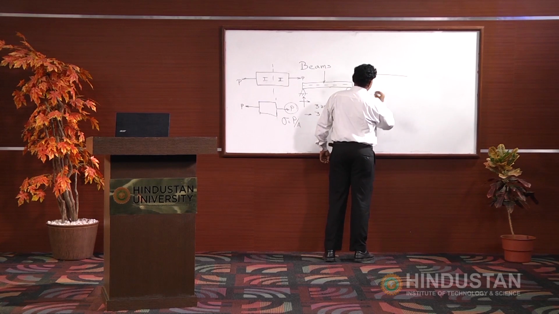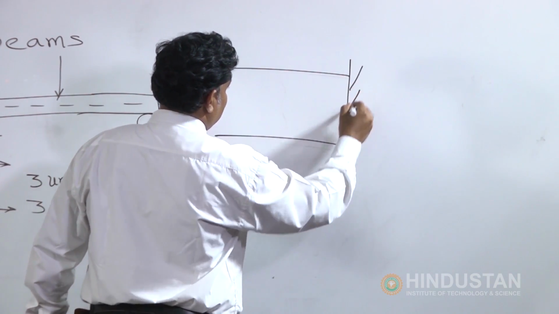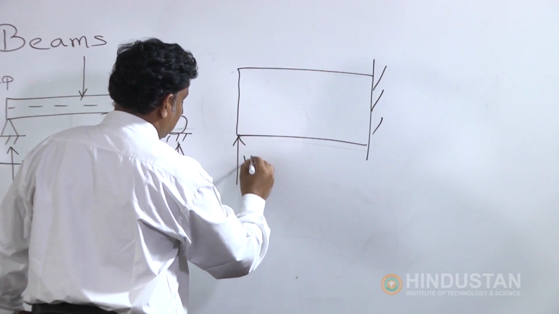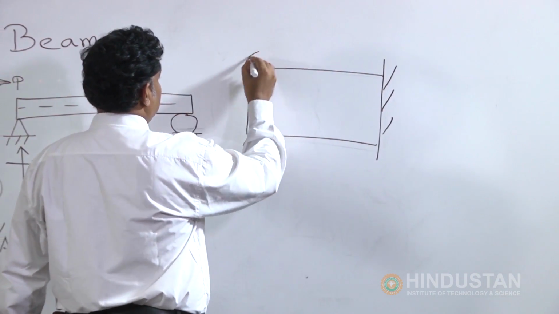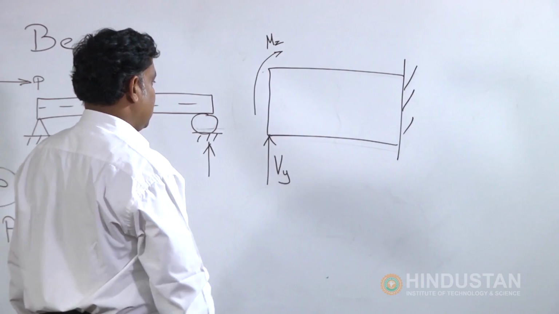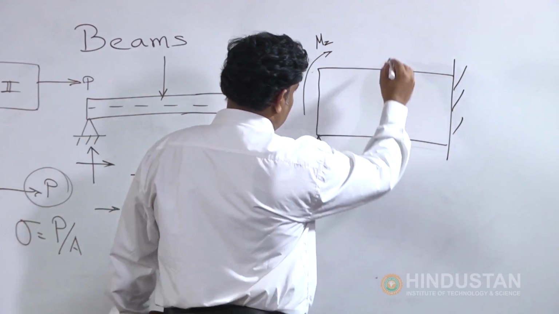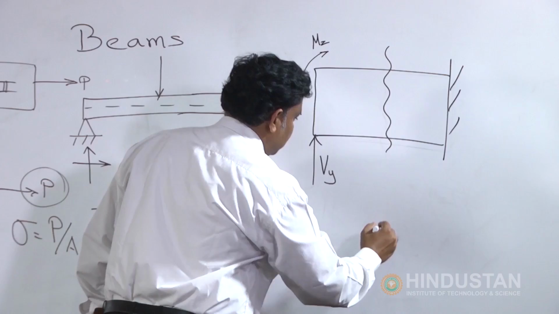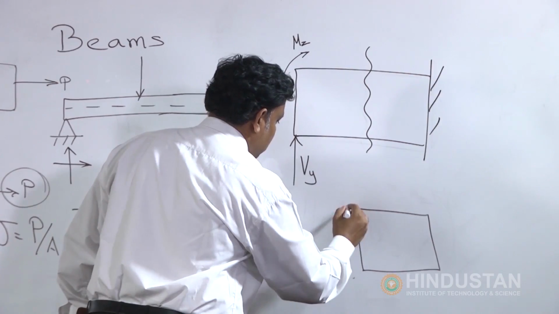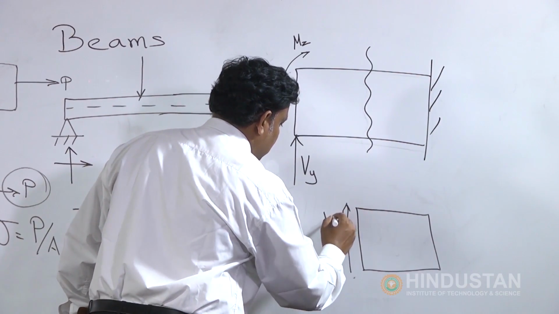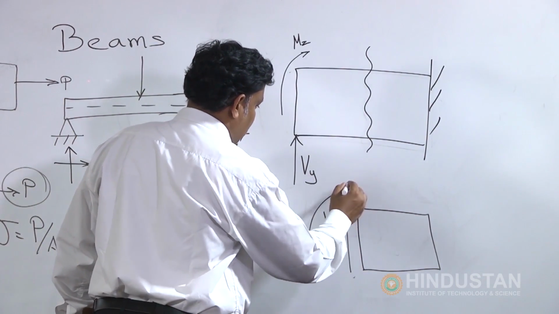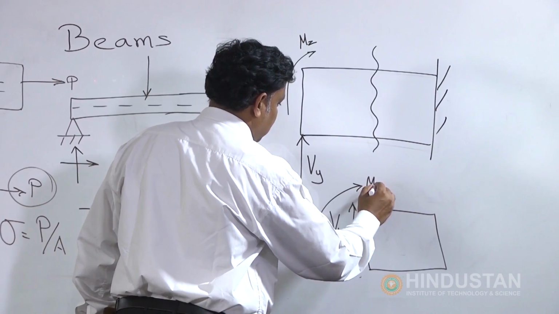So, let us consider a cantilever beam, it is subjected to a point load, and there is a moment also applied about the z axis. So, we will take any arbitrary section. I will show it separately. So, this is Vy, the vertical force acting on the left face, and there is a moment acting on the left face.